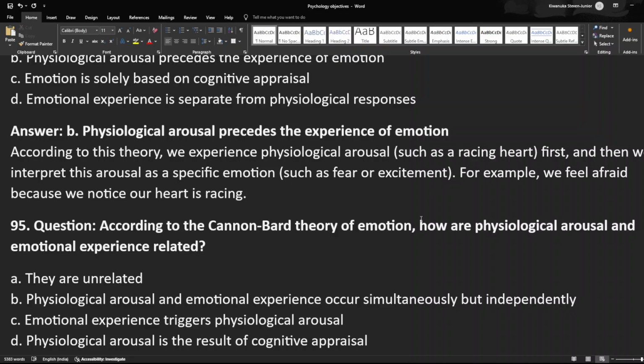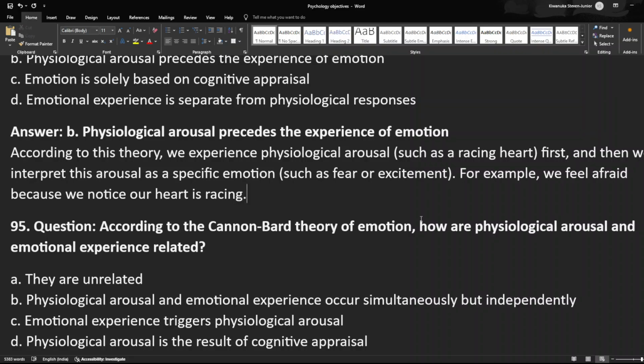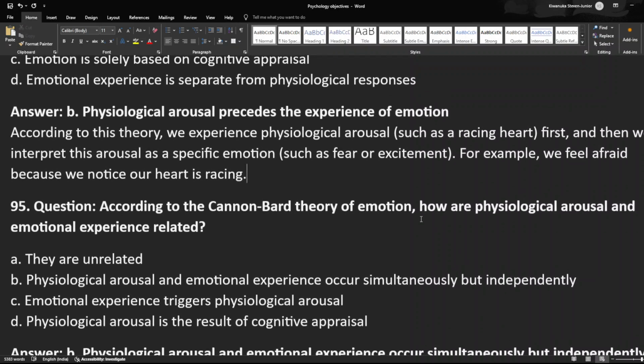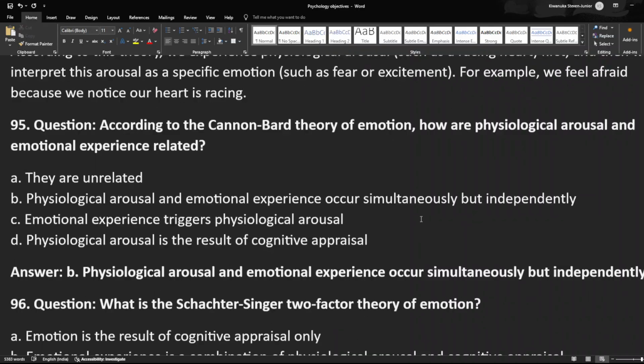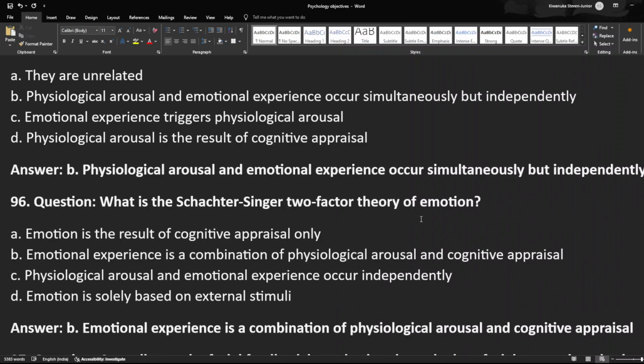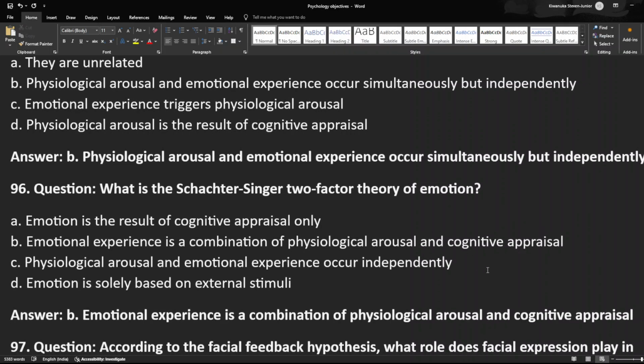According to Cannon-Bard, we see that those are two people who formed the theory of emotion. How are physiological arousal and emotion experience related? We see that physiological arousal and emotion experience occur simultaneously, but each is independent. What is the Schachter-Singer two-factor theory of emotion? We've already looked at it. Now most of these objectives are repeating. The two-factor theory says that emotional experience is a combination of physiological arousal and cognitive appraisal.